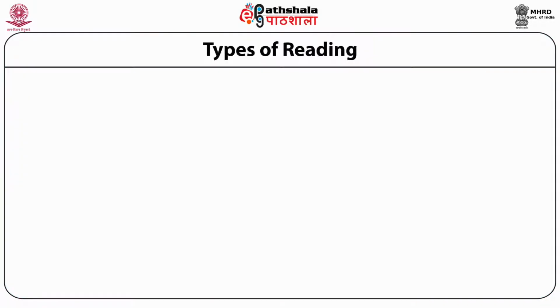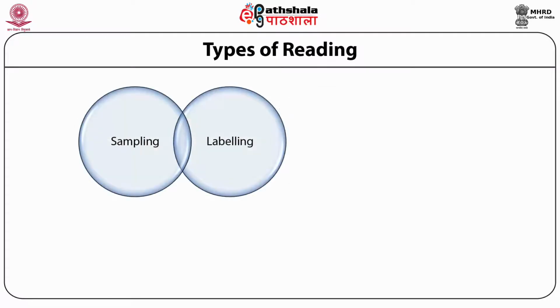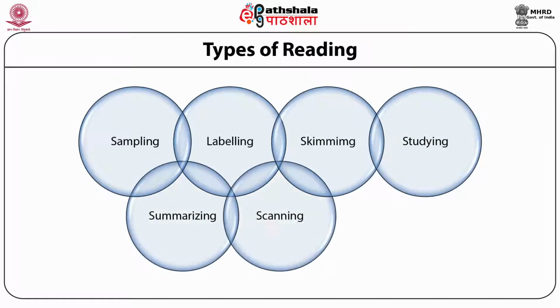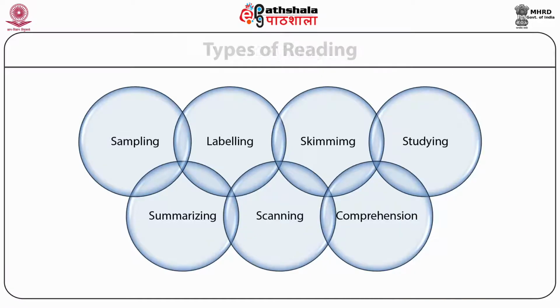Reading is not that simple. It is a complex cognitive activity. It is not only about looking through the content, but also to understand and comprehend it. So, let's now understand what are the various types of reading. Types of reading are many. For example, sampling, labeling, skimming, studying, summarizing, scanning, and comprehension. We'll discuss them in detail one by one.